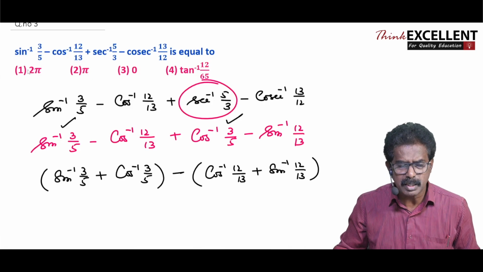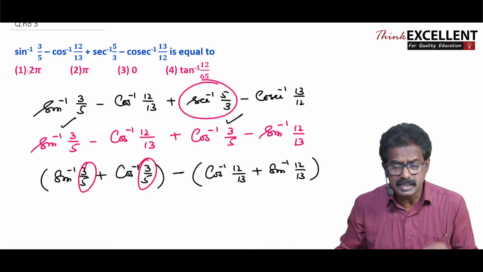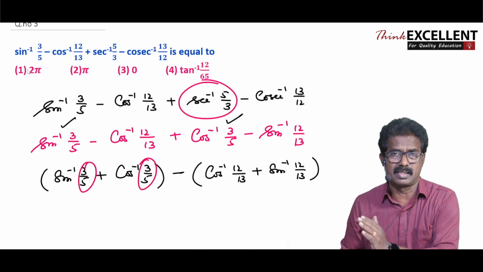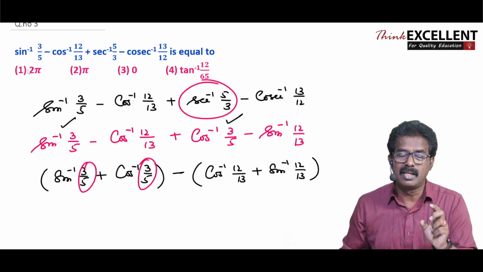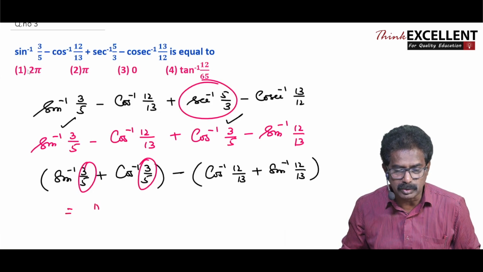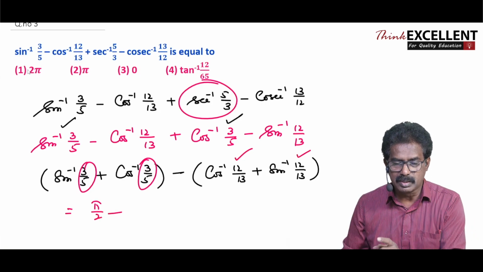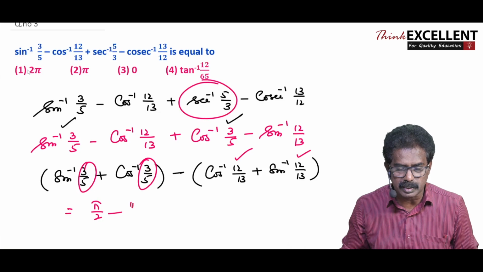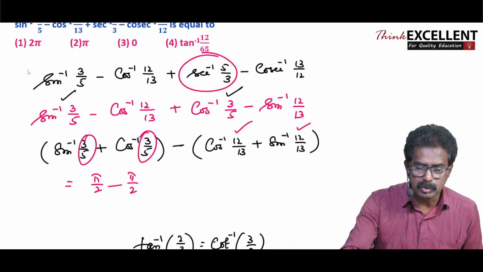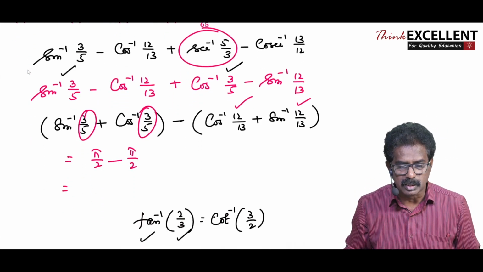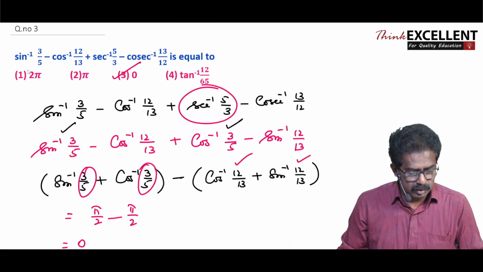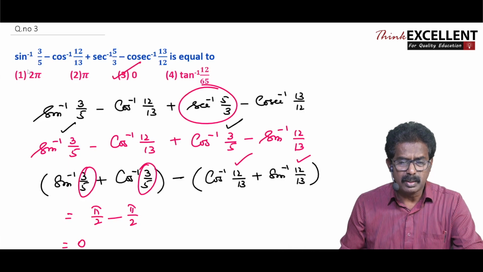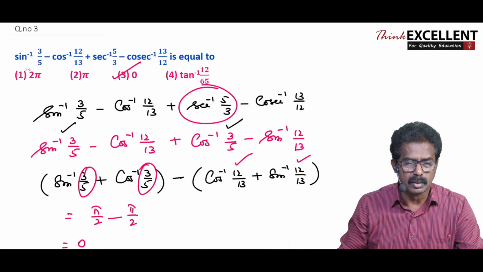So in this format, the two numbers must be same. X, 3 by 5, 3 by 5. Sine inverse plus cos inverse, then your answer is what? Pi by 2. Minus here also 12 by 13, 12 by 13. Sine inverse 12 by 13 plus cos inverse 12 by 13, it is pi by 2. So pi by 2 minus pi by 2, the answer is 0. That is option number 3. Now let's move on to question number 4.